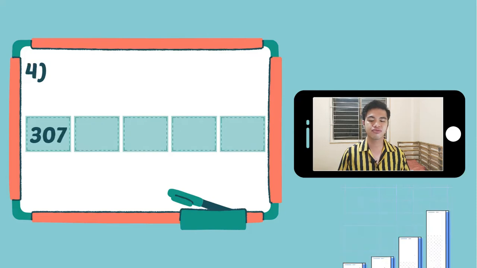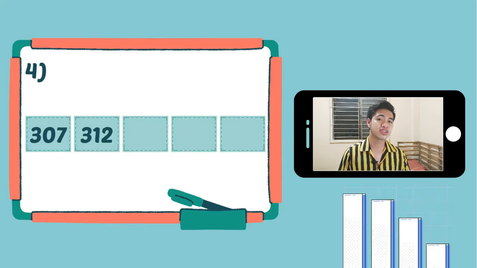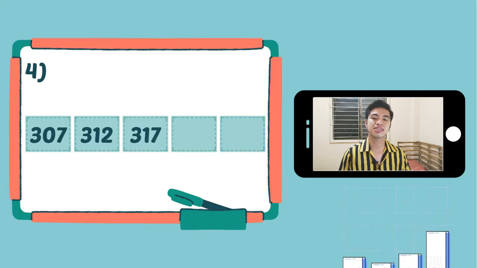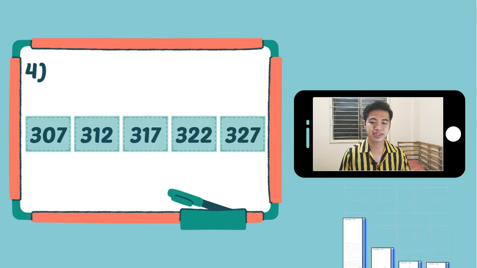So let's go to number 4. We have the given number 307. So we're just going to add 5 into it and it will be 312. 312 plus 5 will be 317. 317 plus 5 will be 322. And 322 plus 5 will be 327.